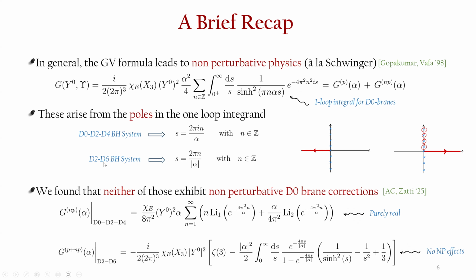On the other hand, for D2D6, what happens is that the fact that we now have this pole along the real axis allows us to deform the two sets of contours towards the imaginary axis, and we are able to write down a simple line integral, which is well-behaved, convergent, and crucially exhibits no non-perturbative correction at all to the prepotential even. So in the end, we observe that there's no such effects at all.